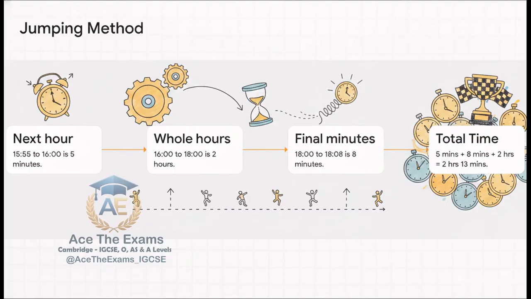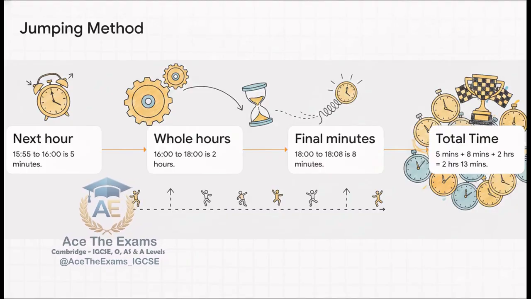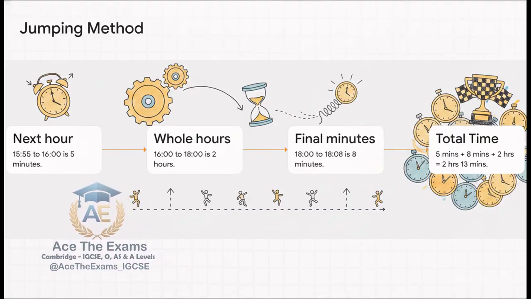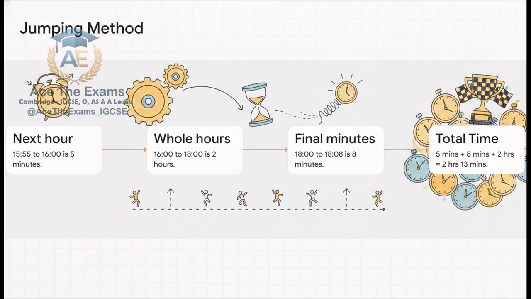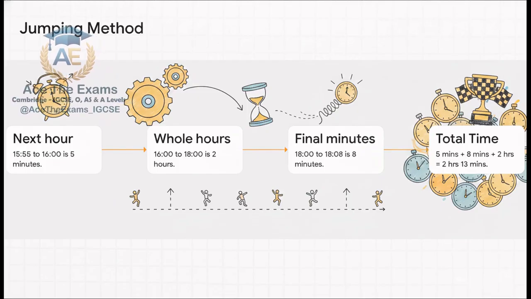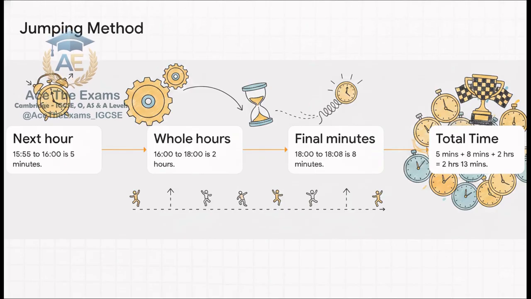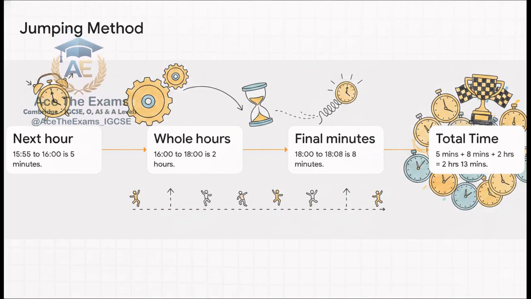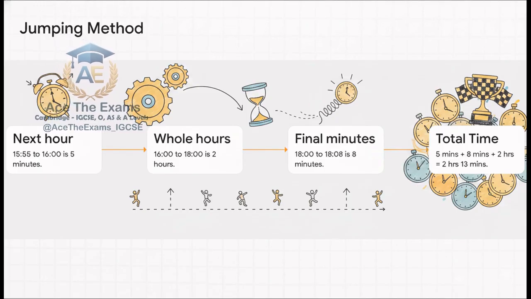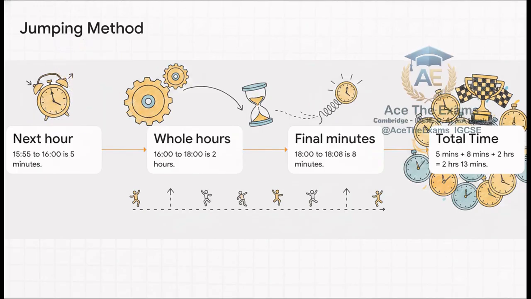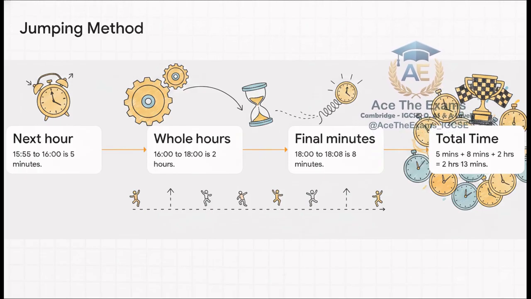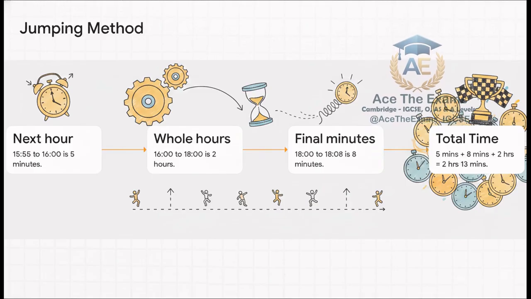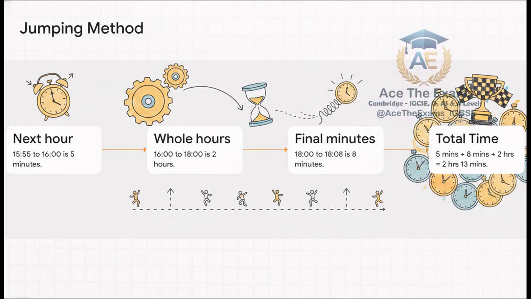Instead, use what I like to call the jumping method. You basically break the timeline down into super manageable chunks. Step 1. Step up to the next full hour. Going from 15:55 to 1600 hours is just a quick 5-minute jump. Step 2, count the whole hours. From 1600 to 1800 is exactly 2 solid hours. Step 3, just add the remaining minutes at the end. From 1800 to 1808 is 8 minutes. Add those up. 5 minutes plus 8 minutes gives you 13 minutes plus your 2 hours. Your total journey time is 2 hours and 13 minutes. It is flawless execution every single time.